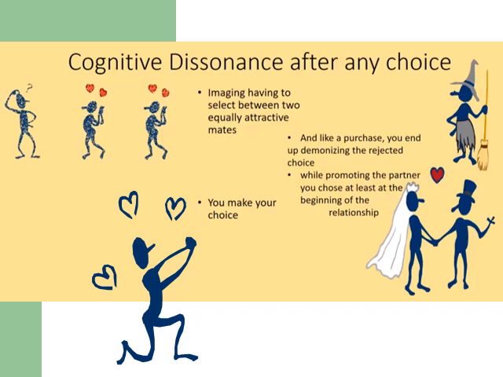Well, you might end up, just like a purchase, demonizing, right, the partner you reject, right? Because you don't want to question or think about what you could have had, right? You want to be certain, you want to feel good that you made the best choice, the right choice. And so you promote the partner you choose, right? At least at the beginning of the relationship, right? When you have the so-called honeymoon period, right? So it can happen with any kind of difficult choice. People will often do more rationalization, more justification over a hard choice than an easy choice. Okay, so that's one kind of way dissonance can develop.